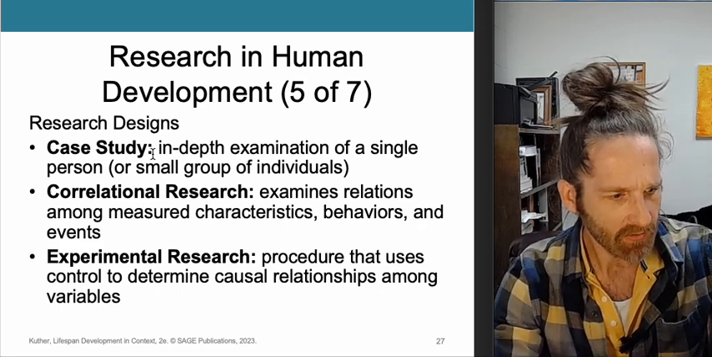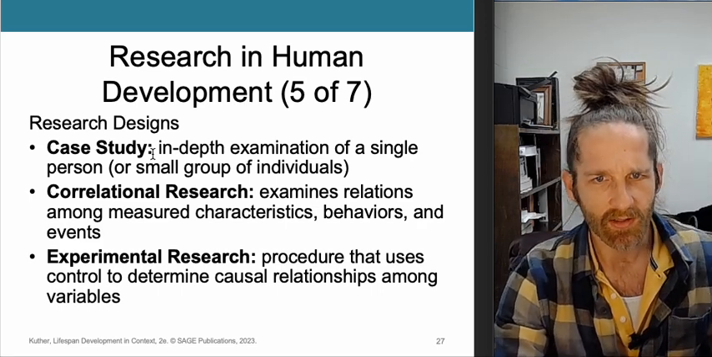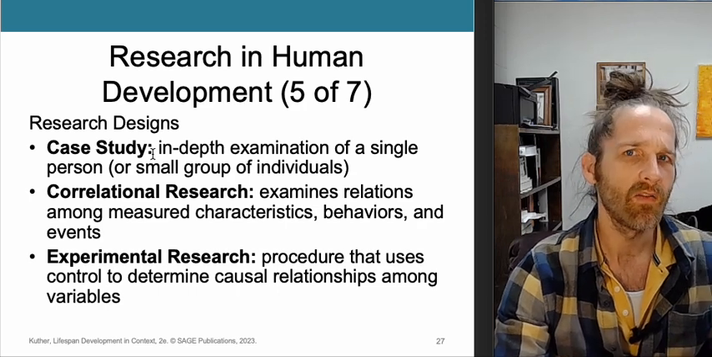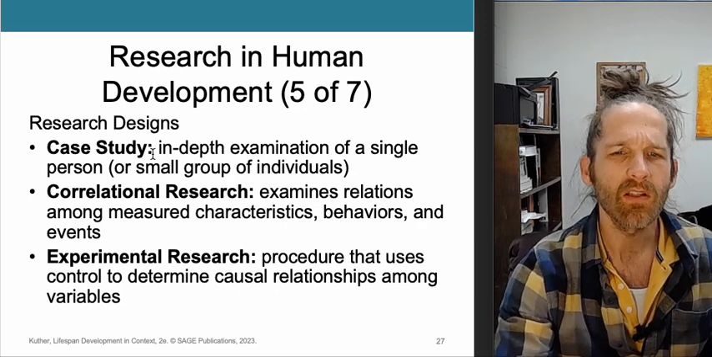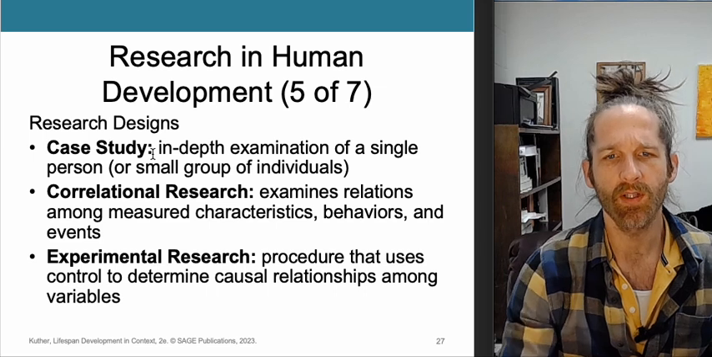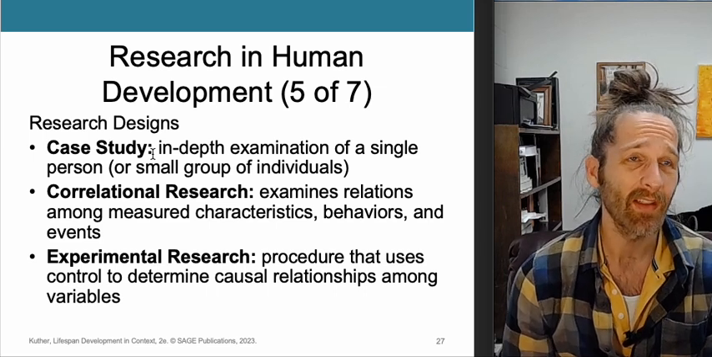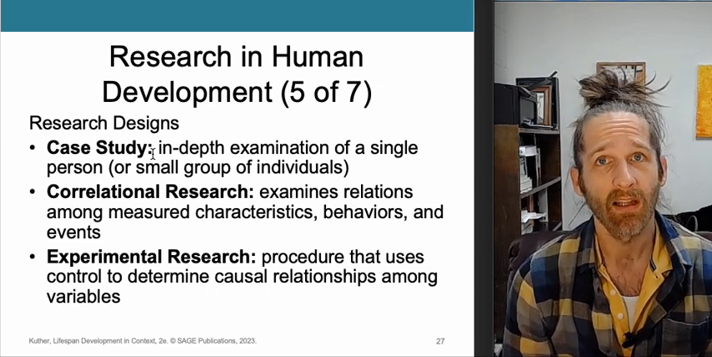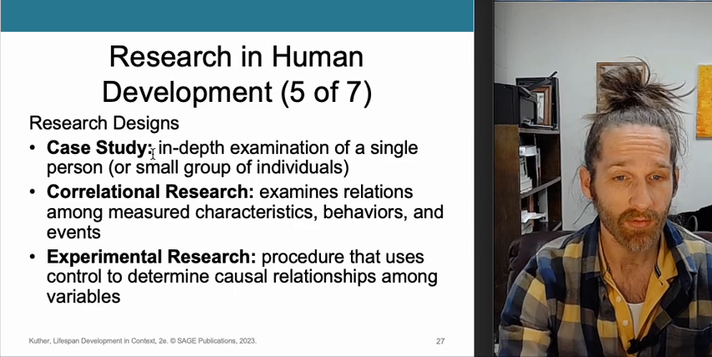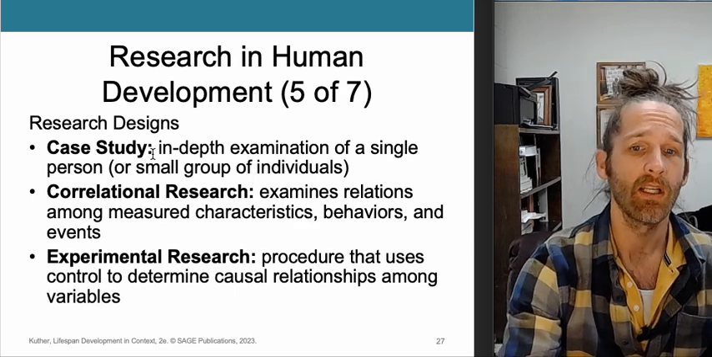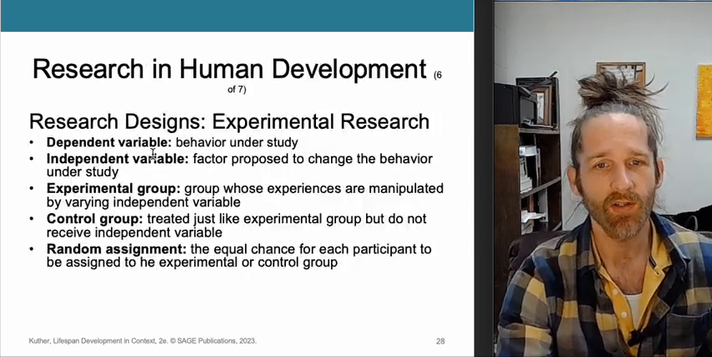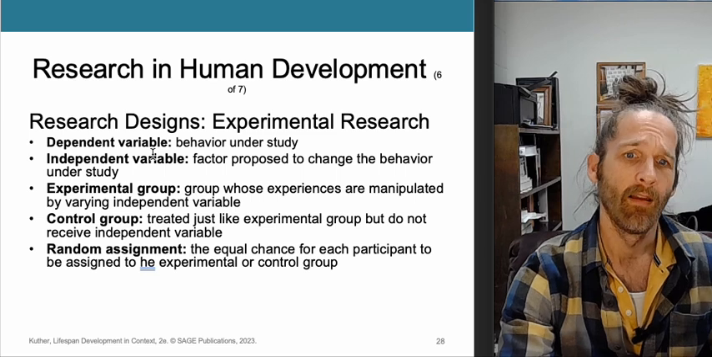Other methods might include case studies, which are in-depth looks at single individuals who have experienced something unique, typically. Correlational research is a statistical method that looks at pre-existing data and compares two variables to see what the relationship is. Experimental research we've already mentioned.